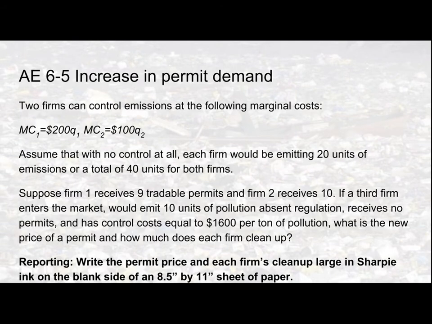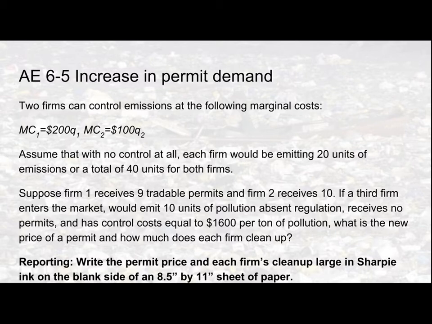So the next problem asks us what happens when demand for permits increases, and I have a few steps to answer this one. I'm sure there's an easier way, but the way that my brain works on these problems, I had a couple of steps. This starts with the same situation we had before, but then it asks what happens when there's another firm. It turns out it's going to be a demander of permits, and it's willing to pay $1,600 per ton, $1,600 for any permit it can get, because that's its cleanup cost.